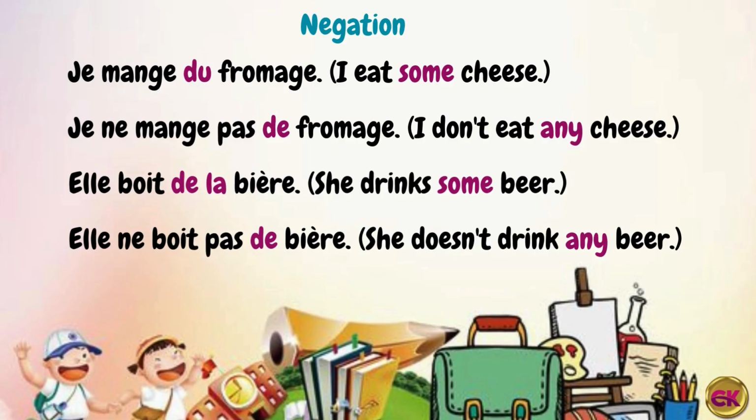Je mange du fromage. For negation: Je ne mange pas de fromage. Elle boit de la bière. For negation: Elle ne boit pas de bière.